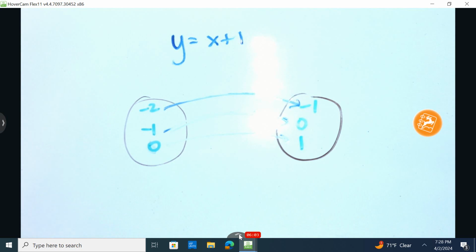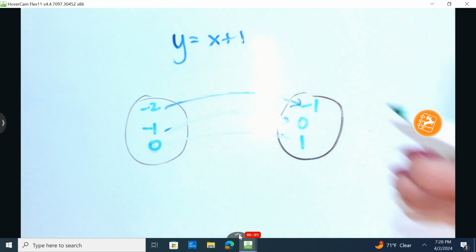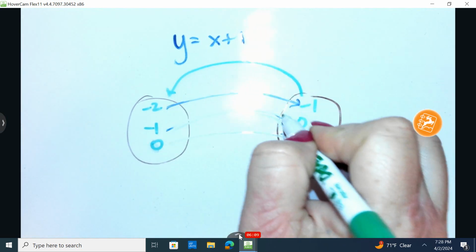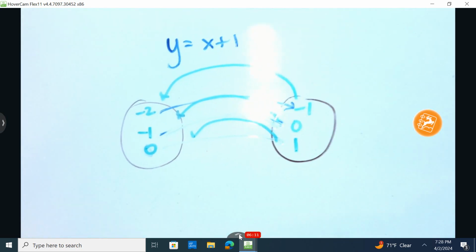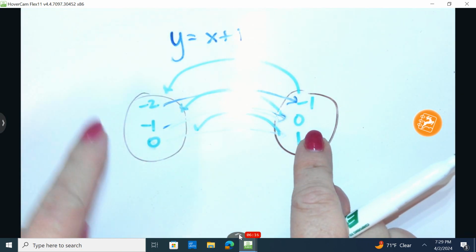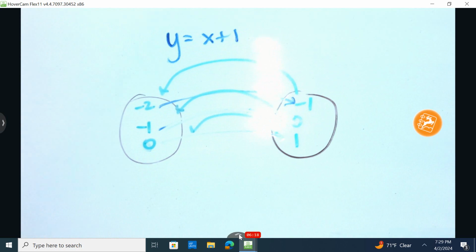Now, what can we do to create an equation that reverses the direction? I can reverse it and go just straight backwards here. So now when I plug in -1, I want an answer of -2 as the outcome. If I plug in 0, I want an answer of -1. That's what creates an inverse.